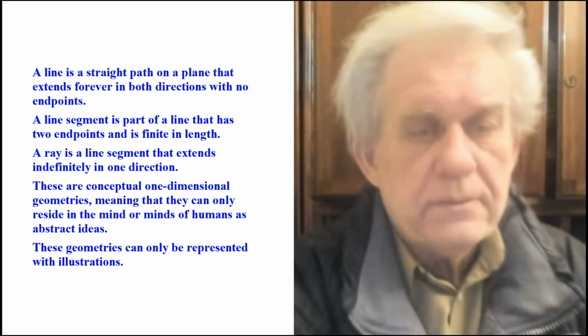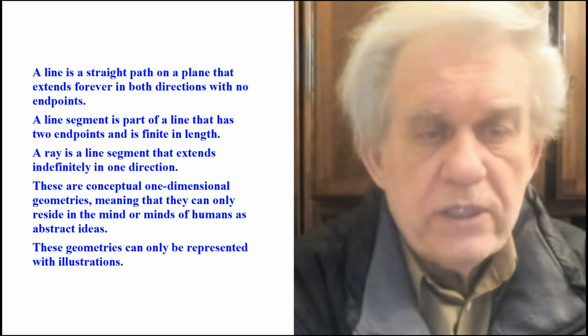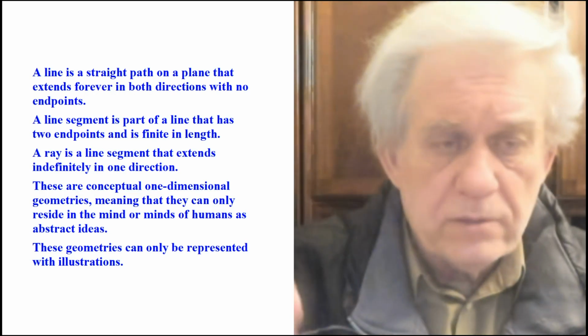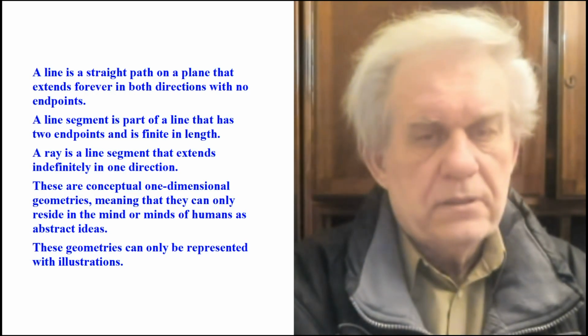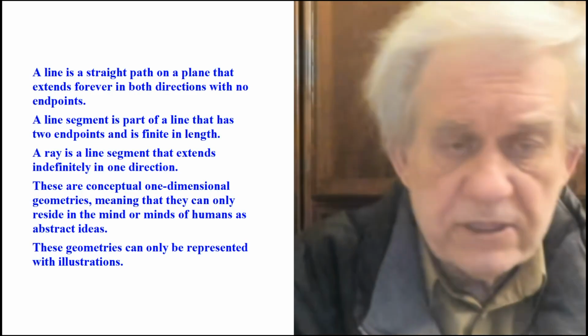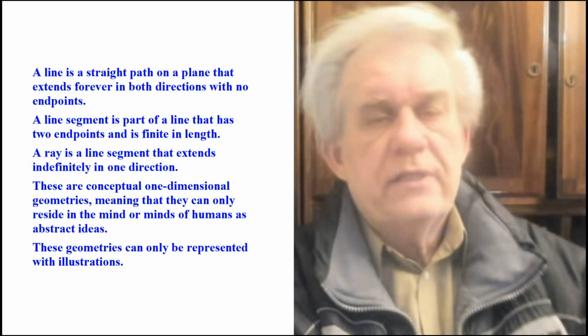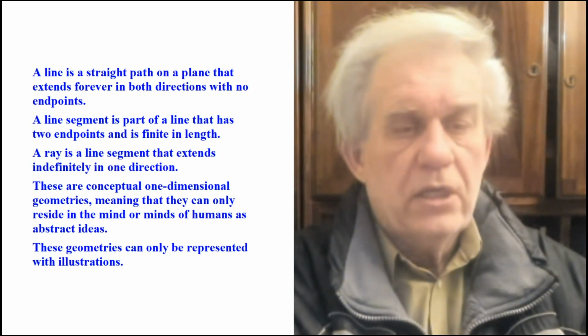These are conceptual one-dimensional geometries, meaning that they can only reside in the mind or minds of humans as abstract ideas. These geometries then can only be represented with illustrations. So this is his argument, saying that's what a line is. The line is not what I showed you just now, which is an elongated 2-dimensional rectangle. He's saying something else. And so let's go piece by piece to see what this fellow said. See if we can detect all the errors he made, every single one, with his description or identification of what a line is.